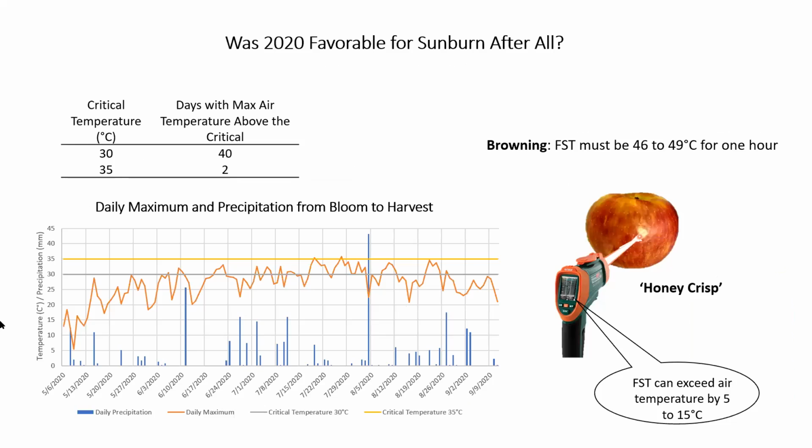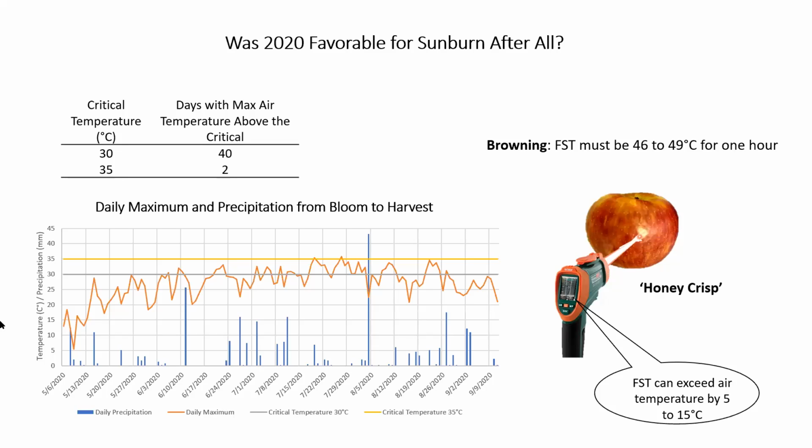For sun browning, fruit surface temperature has to be 46 to 49 Celsius for 1 hour. Fruit surface temperature of Honeycrisp can exceed the air temperature by 5 to 15 Celsius degrees, and most likely fruit surface temperature reached 46 Celsius for 2 days when the air temperature was 35 Celsius or above. This is the reason why we saw only 10% of sunburn incidence in Honeycrisp in 2020.